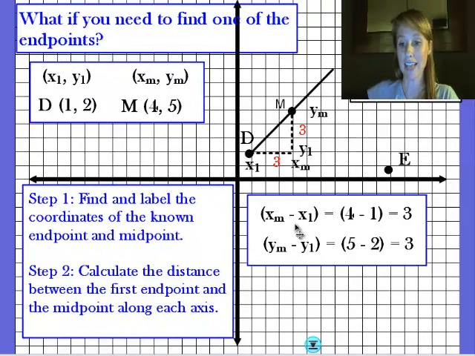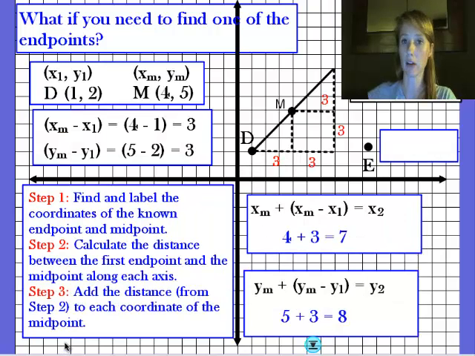I've also shown this algebraically. The distance is also the difference between the x-coordinate of my midpoint and the x-coordinate of my first endpoint, xm minus x1, which is 4 minus 1, or 3, which we also found by counting. The same thing along our y-axis, ym minus y1, which is 5 minus 2. We're getting these values from our labeled coordinates, which is also 3. So this is also step 2. I'm just showing you how to do this algebraically.